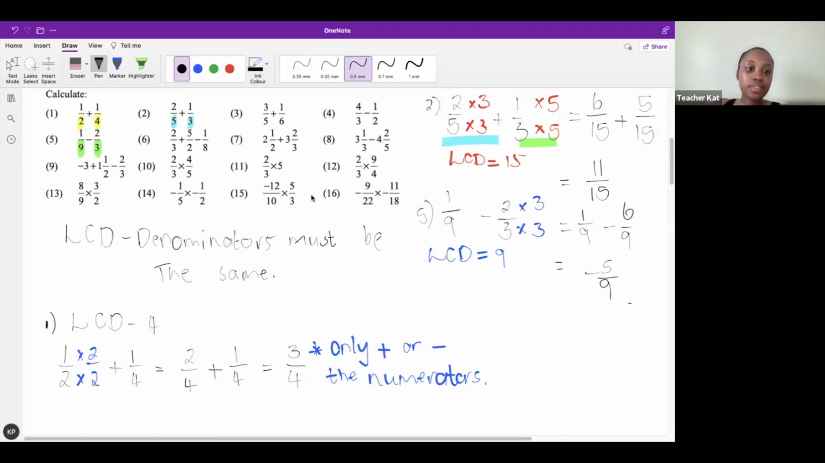Okay, now let's move on to multiplication. We'll do the mixed numbers just now. How did I get the 3? Which one? For number 5.